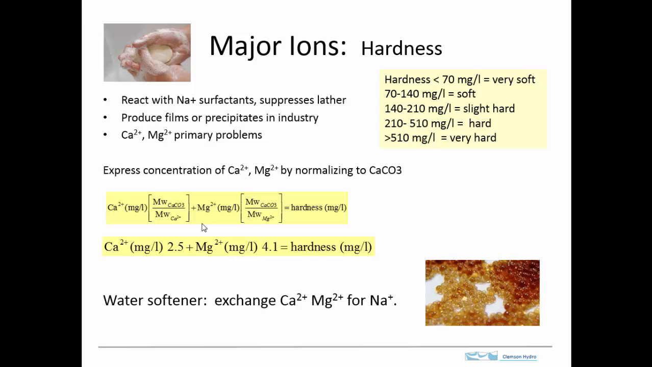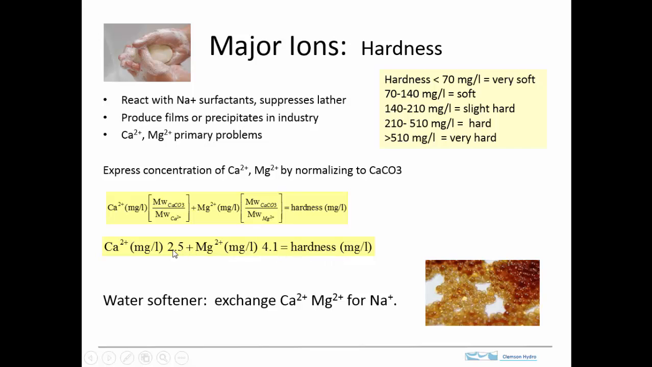So hardness is a measure of the calcium and magnesium content in water, and you get one number for hardness. It's in units of milligrams per liter, so it's in the same units as dissolved ions. But you lump together both the calcium and magnesium. And the way that you do it is by taking the calcium concentration, multiplying by this factor here, and the magnesium concentration, and multiplying by this factor here to get the hardness.